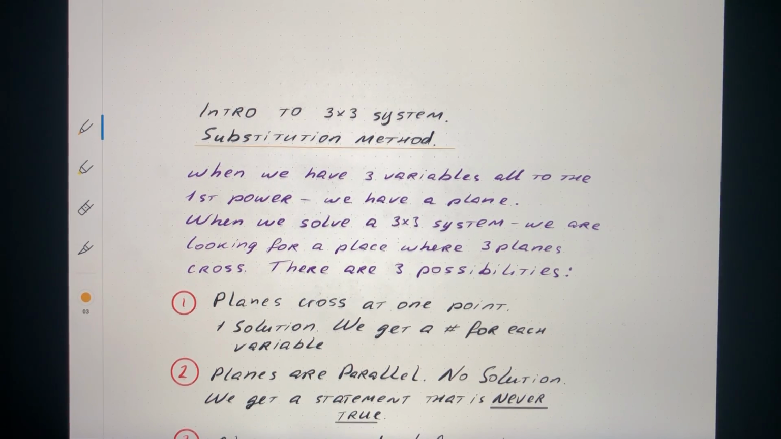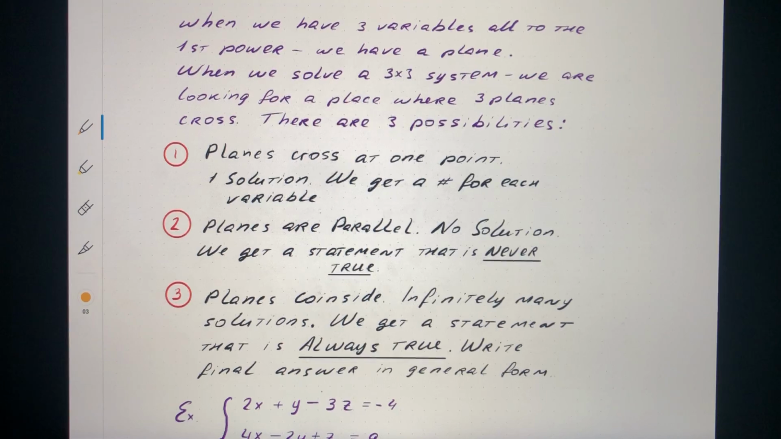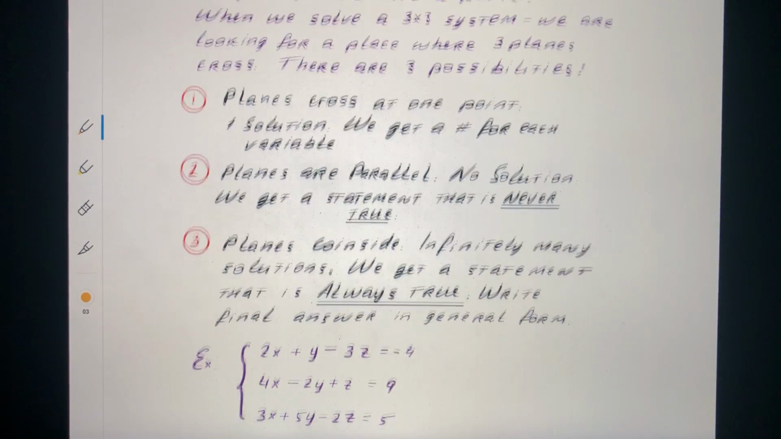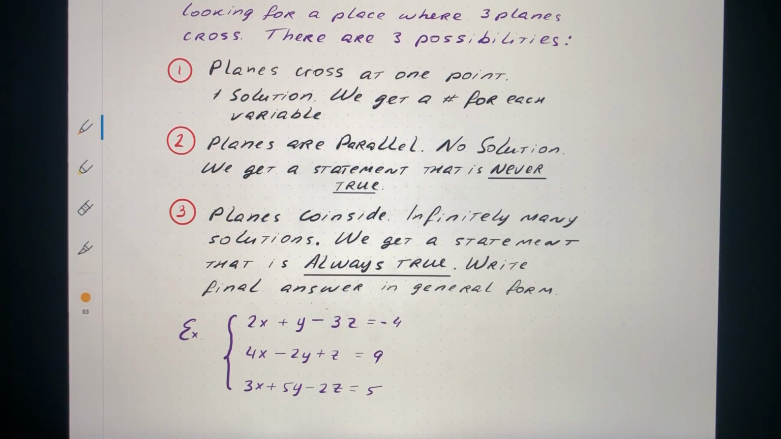The third possibility is the planes might coincide, and if they do coincide, then we're going to get a statement that is always true, and we will have infinitely many solutions. If we come across one of these answers, then we have to write the answer in general form using the letters and expressions as opposed to just numbers, so that we can describe every possible solution. As opposed to just saying there are many, we have to actually show what kind of form they have, and that's what the general form of a solution is for.